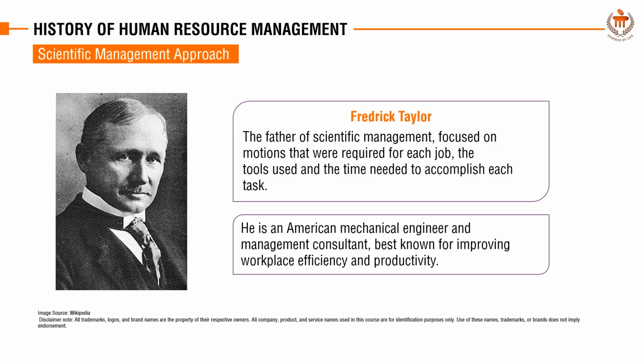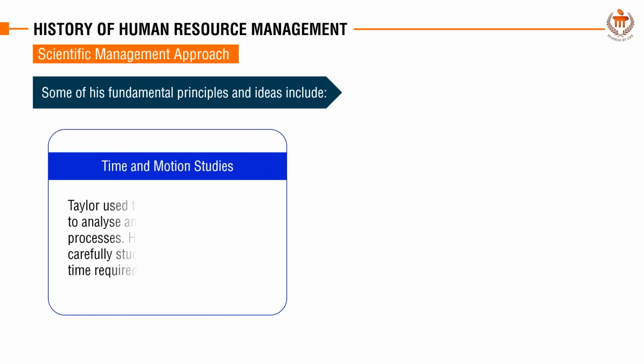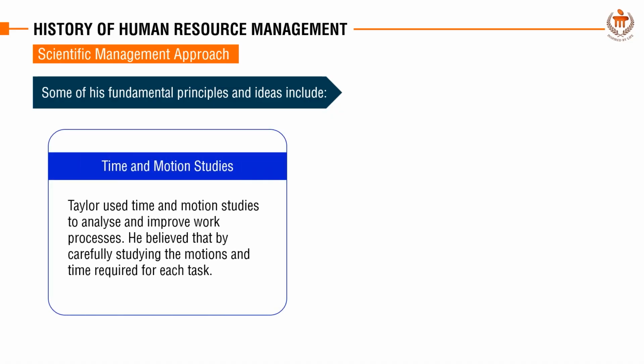Taylor is best known for his work on improving efficiency and productivity in the workplace. The main principle of this approach is the time and motion study that Taylor evolved. Taylor used time and motion study to analyze and improve work processes. He believed that by carefully studying the motion and time required for each task, performance of employees can be improved.